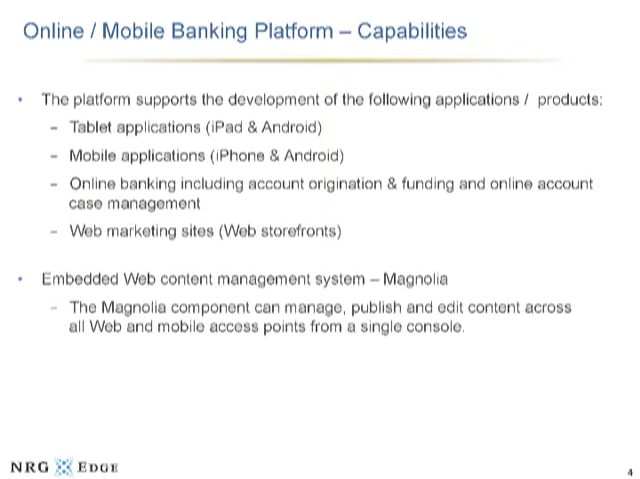Okay, so the platform itself, which is the framework which embeds the Magnolia app in it, is really meant to be multi-channel, meaning that we can build iPad and Android apps on it, we can build iPhone and Android apps on it, we can build online banking on it, which is common, and then we can also do marketing sites on it. And again, the essence of the concept is that you have one console, one framework that supports all of this across the bank, if you will, or the financial institution. It could be insurance company or whatever you like.